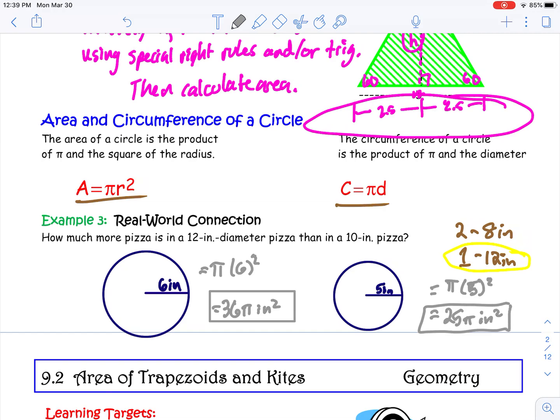Now, this may not seem to be a considerable difference, but what it means is that the 12-inch pizza has almost 50% more pizza than the 10-inch pizza, which is pretty wild. So keep that in mind when you order your pizza.